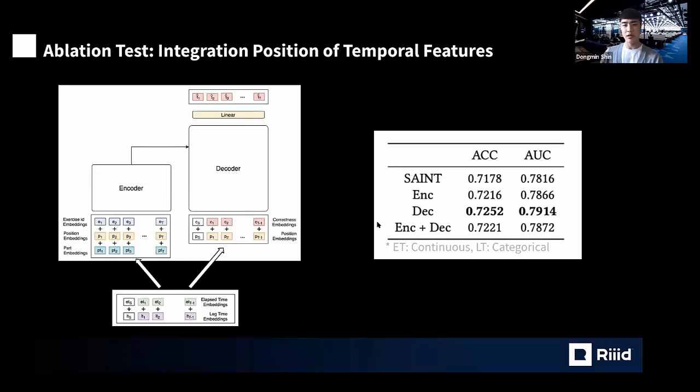We made 2 variants of the model. The first one uses the sum of embeds in the encoder, and then we use these embeddings in both the encoder and decoder. But the decoder-only model shows the best performance in the ablation tests.